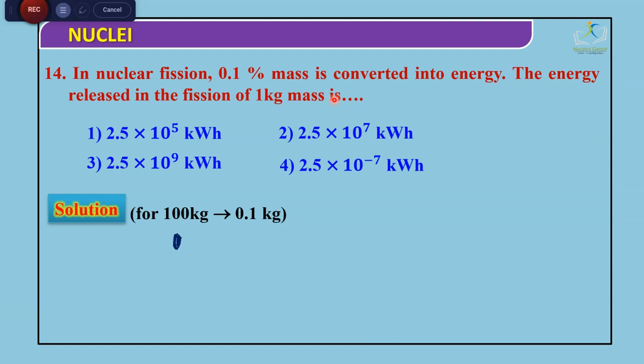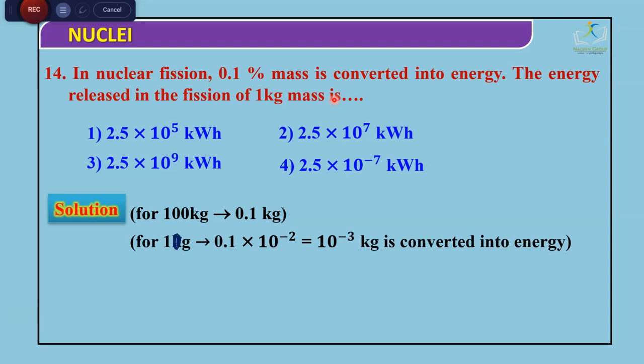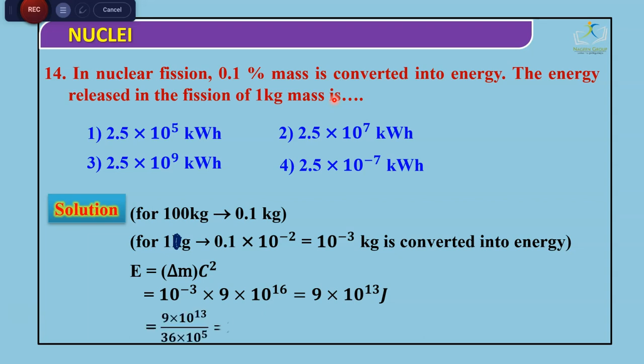So for 100%, the mass is 1 kg, and 0.1% of it will be 0.1 gram, which is 10^-3 kg. So we can say E is equal to delta m c squared: delta m is 10^-3, multiplied by 9 × 10^16, so this gives 9 × 10^13 joules. Then 9 × 10^13 divided by 36 × 10^5 gives the value of 2.5 × 10^7 kilowatt hour. I hope you understand, students. So the correct option for this question is the second.